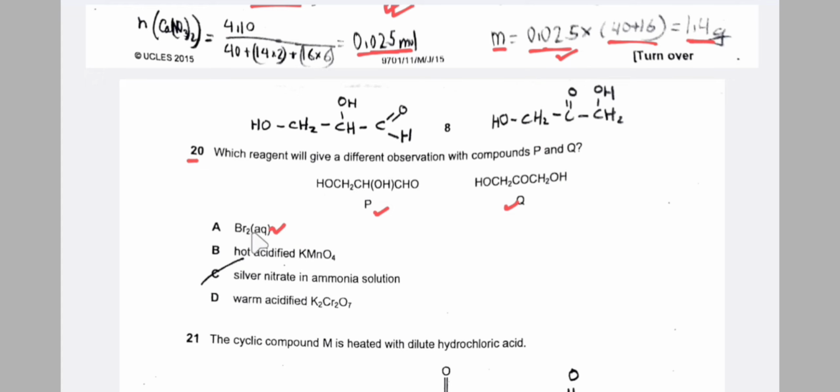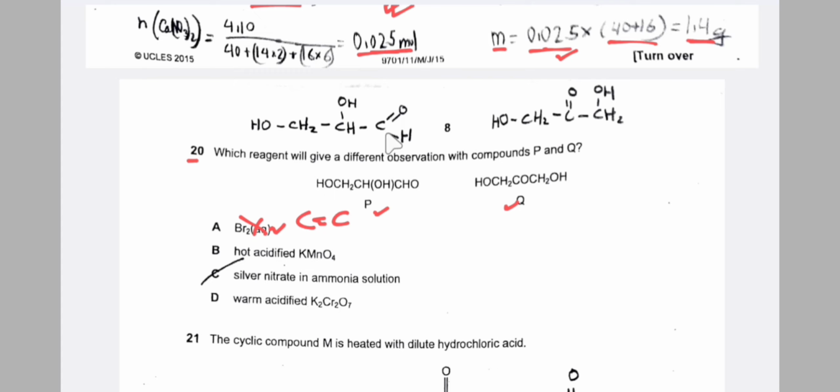And bromine. So aqueous bromine is used to detect a carbon-carbon double bond, and it changes color from orange to colorless, or it is decolorized. But since there is no carbon-carbon double bond present, this statement is wrong. Then hot acidified KMnO4.